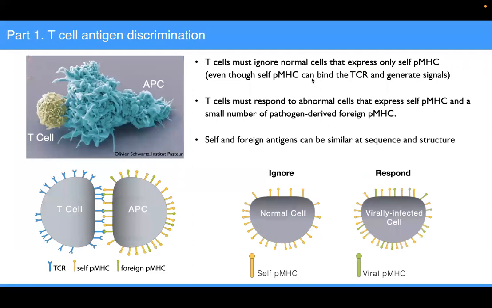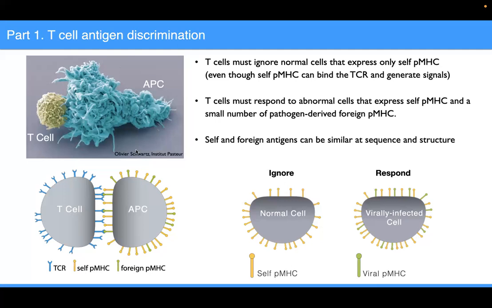Okay, so I'll just summarize by saying that T cells have to ignore normal cells that express only self peptide MHCs, but they have to respond to abnormal cells that express even small quantities of some foreign peptide MHCs that those T cells never encountered before. And these self-peptides, you can imagine, because they're very short in sequence, 8 to 14 amino acids in length, can be very similar at the level of the amino acid sequence and also in terms of the structure that they form. And so when the T cell receptor sees these and binds to them, you could imagine that that binding can be quite similar.